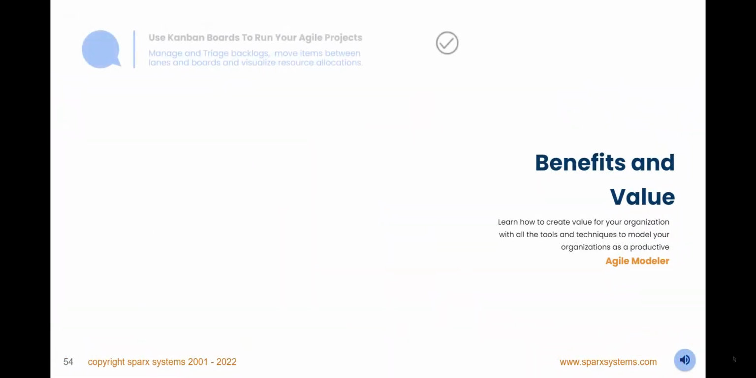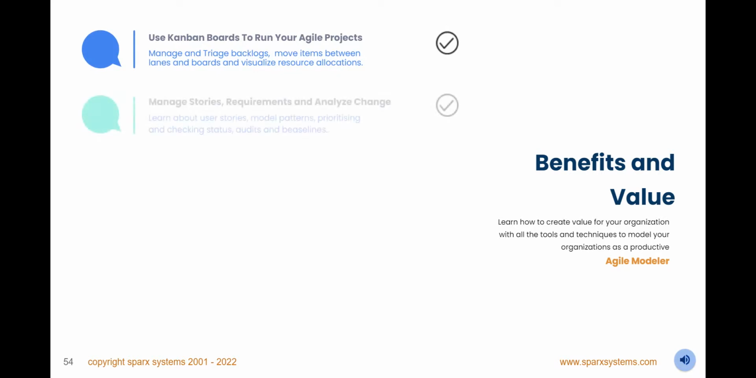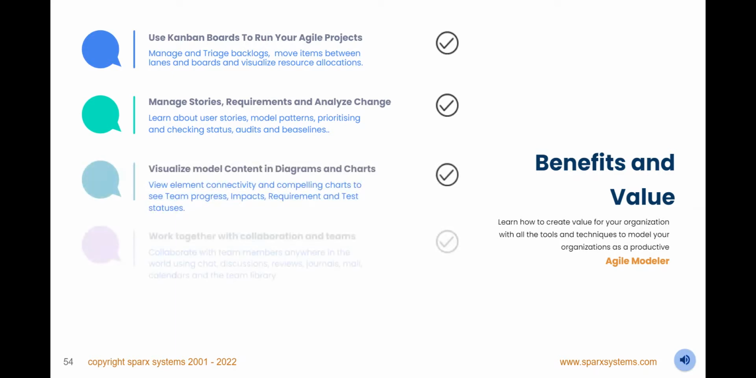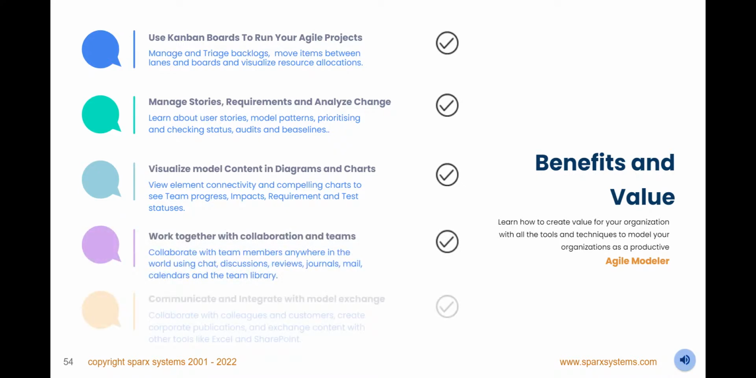In this presentation, we have covered the following topics. Use Kanban boards to run your Agile projects. Manage stories, requirements, and analyze change. Visualize model content in diagrams and charts. Work together with collaboration and teams. Communicate and integrate with Model Exchange.